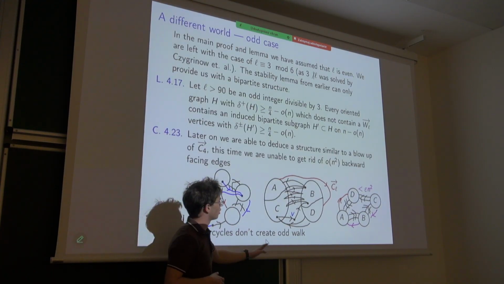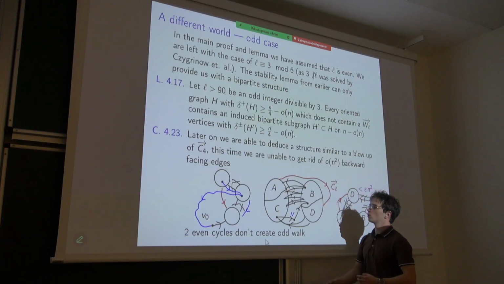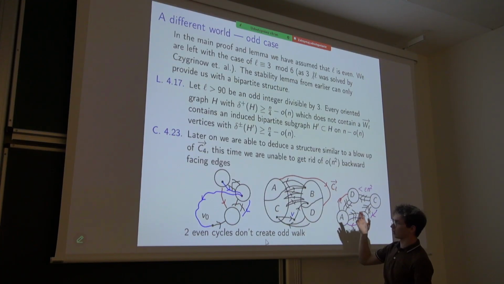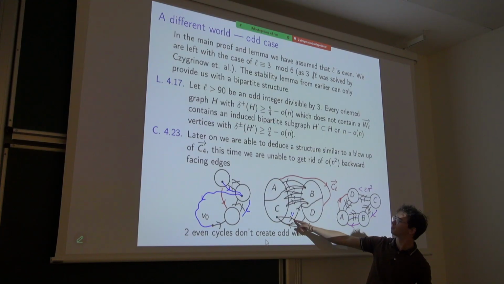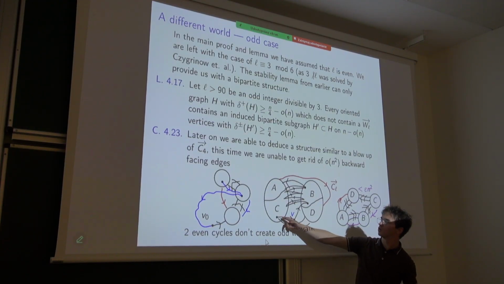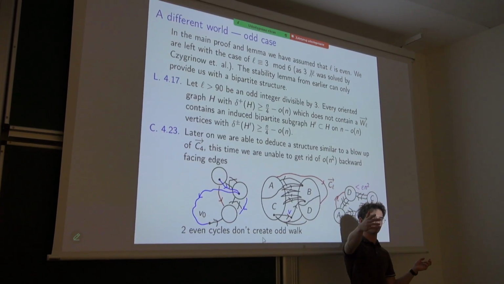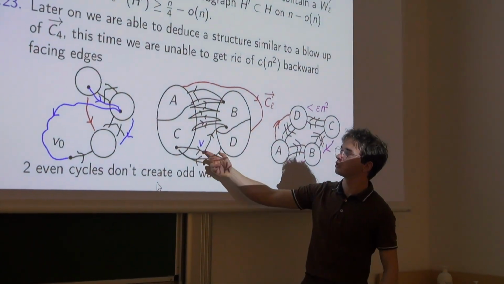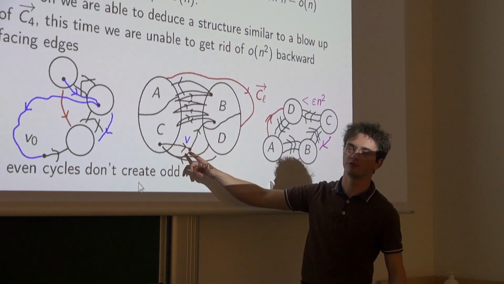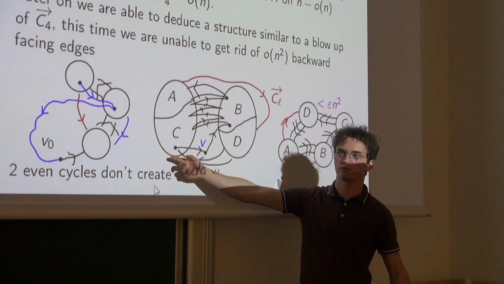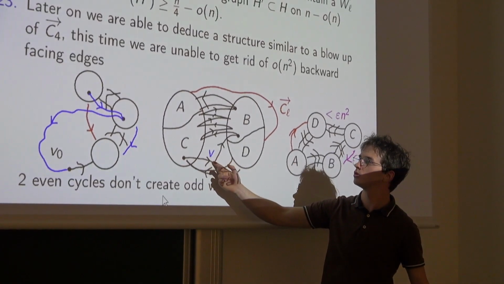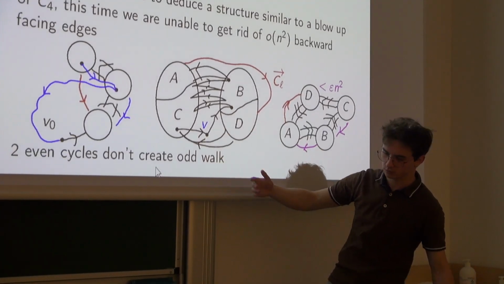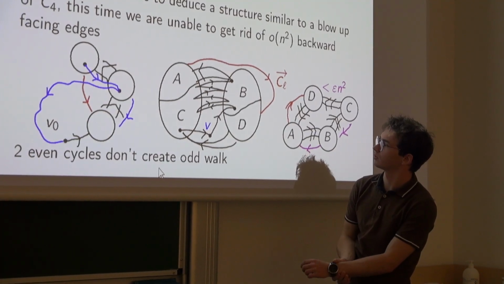So the stability lemma only gives us a bipartite structure, but when we get more careful, we can show that, in fact, we are almost a blow-up of C4. Why? Because the outdegree is greater than n by 4, there must exist a vertex V with one edge going from some blob on one side and one edge going to the other, simply by double counting, by numerical reasoning.